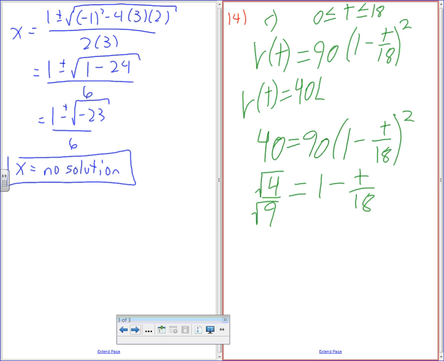Is that all making sense so far? We have a square here, so I just did a couple of steps. I divided by 90, so it's 4/9, and we square root. When you square root a fraction, it's the square root of the top and the square root of the bottom. So we did that, and then we get 2/3 minus 1 equals negative T over 18. And then we get negative 1/3 times negative 18.